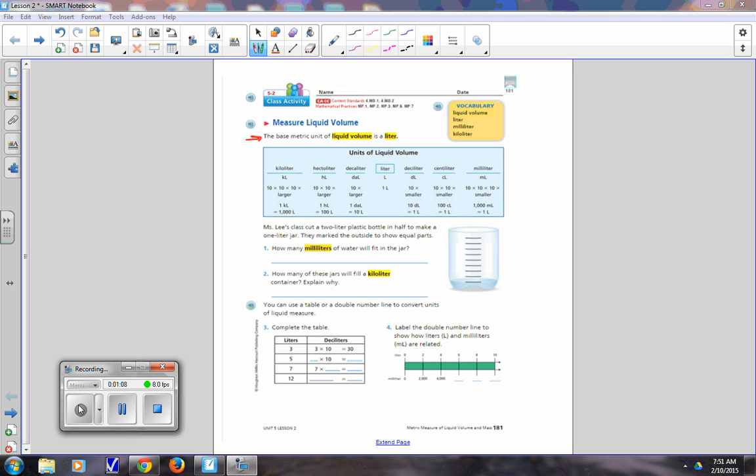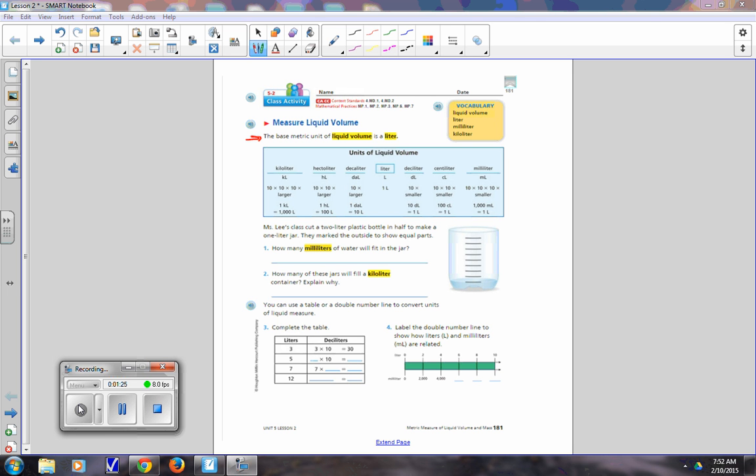A kiloliter is 1,000 liters. So those prefixes still mean the same. Kilo, hecto, deca, deci, centi, and milli all still mean the same thing. It's just now applying it to the liter or volume measurement.